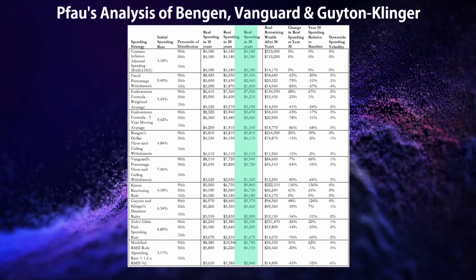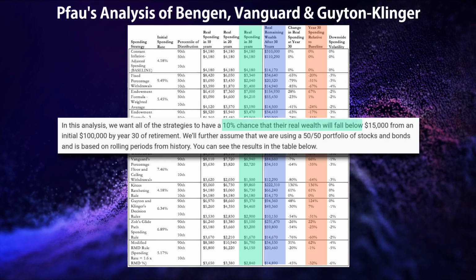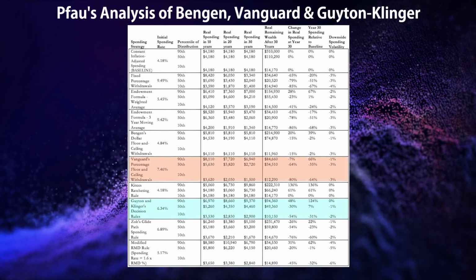In a later paper, Pfau analyzed the same strategies with a different objective, ensuring only a 10% chance that real wealth would fall below $15,000. He evaluated various initial withdrawal rates to achieve this. The key takeaway: Bengen's initial withdrawal rate was the lowest of the 3 but still at a respectable 4.84%, yet it still resulted in the highest final real spending, only 2% lower than baseline after 30 years.